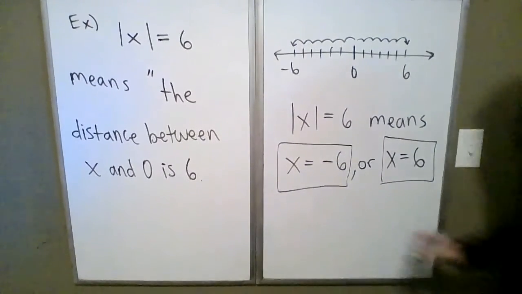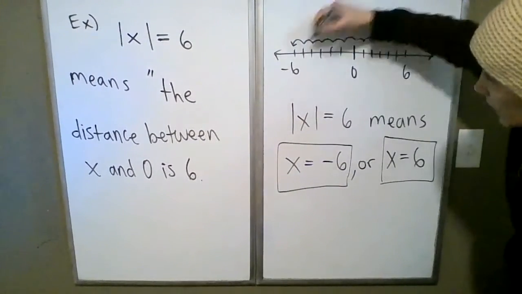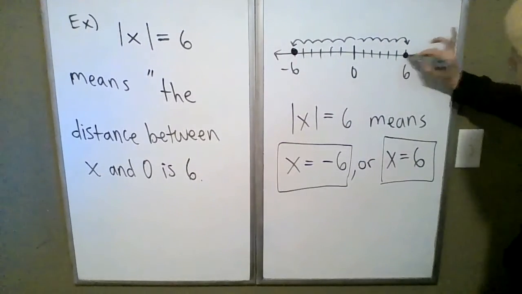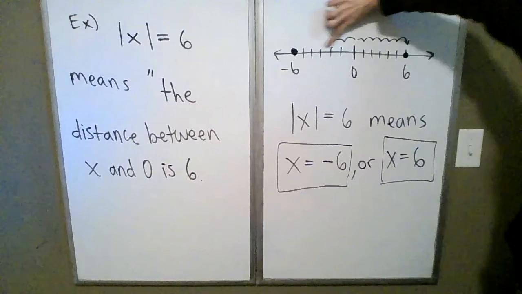And then maybe a way to graph that is to just put a solid dot only on that part and don't shade anything else. Like that part and that part.